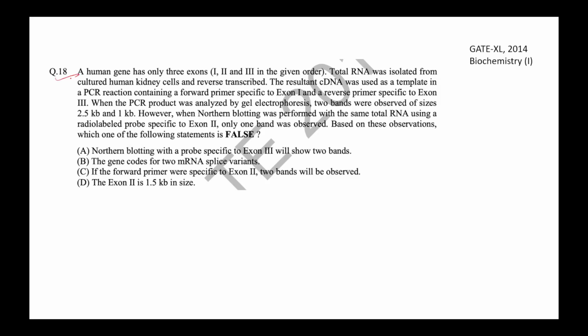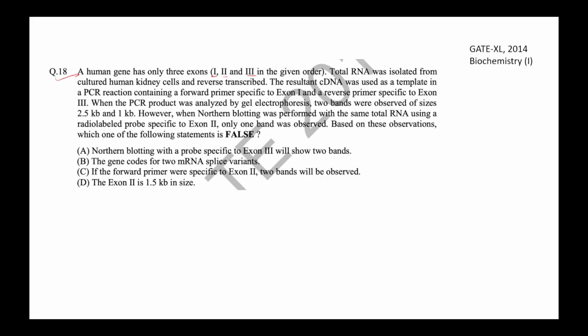So this question states that a human gene has only 3 exons, 1, 2, 3 in the given order. Total RNA was isolated from cultured human kidney cells and reverse transcribed. The resultant cDNA was used as a template in a PCR reaction containing a forward primer specific to exon 1 and a reverse primer specific to exon 3.